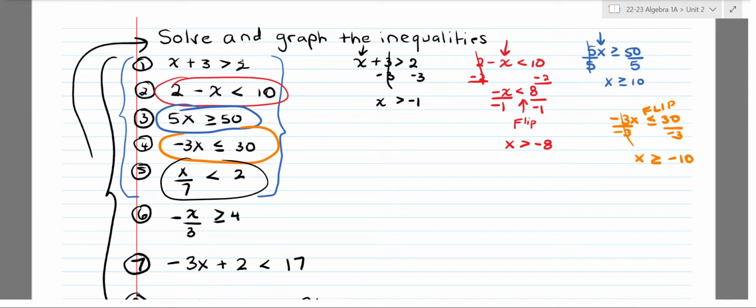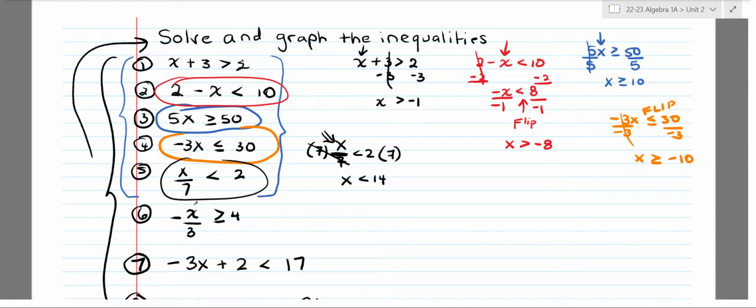So now this one, x over 7 is less than 2. And so the x is what we want, and it's being divided by 7. So how do we undo divided by 7? We multiply by 7. So x is less than 14.